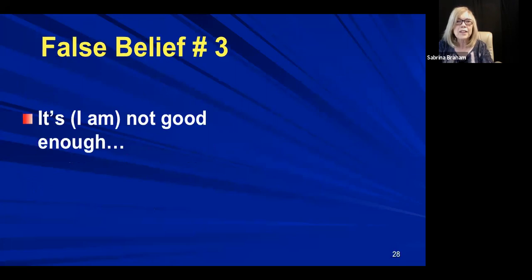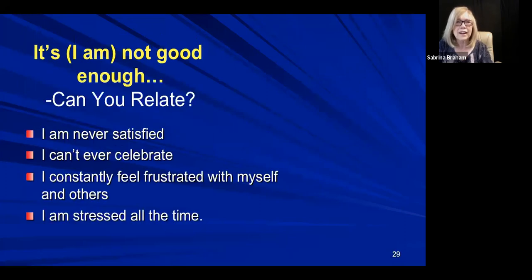So false belief: I'm not good enough. I'm not good enough to speak in public. My mom and dad don't love me, so I'm not lovable. There's just a bunch of things that fall into that category. And when I'm not good enough, it means I'm never satisfied. Maybe I'm a perfectionist. I have some belief that I'm supposed to be perfect. Because it's never quite the way I want it, that means I can't ever celebrate. I'm always frustrated with myself. I feel stressed all the time.